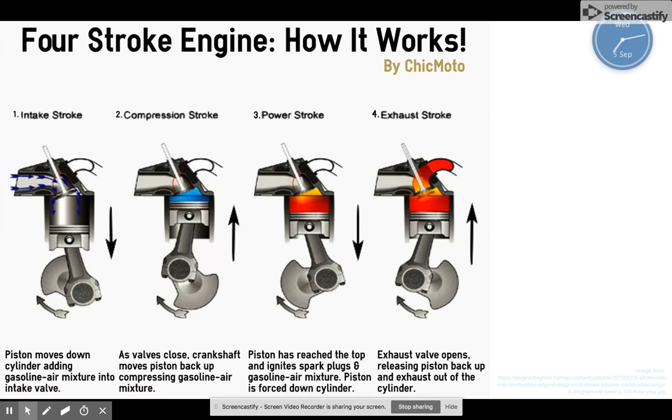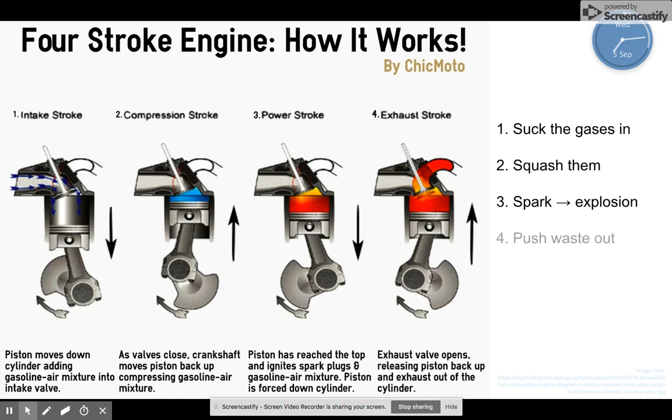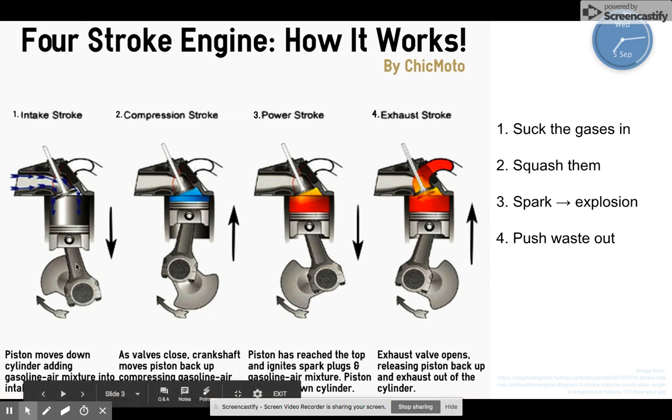This is very briefly how an internal combustion engine works. You can spend some time looking at this in your own time. You don't need the details of this for your syllabus. The crucial things are that the engine sucks gases in, it squashes them, there's a spark, which means the mixture of fuel gas and air explodes, which expands, and then it pushes the waste out. So what you've got is this up, down, up movement, which turns through a camshaft into round circular movement, which is what ultimately sends the car forward.